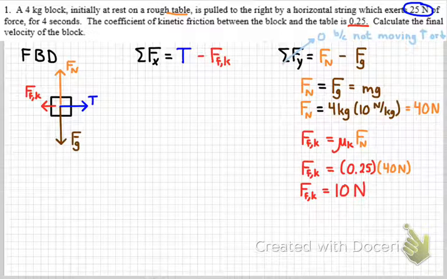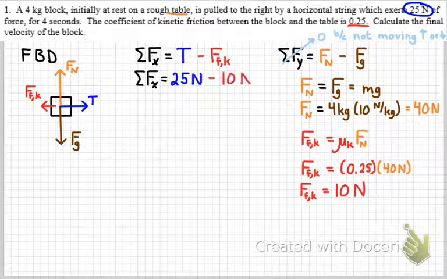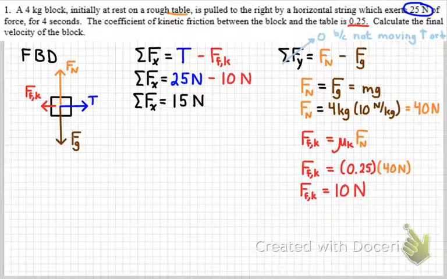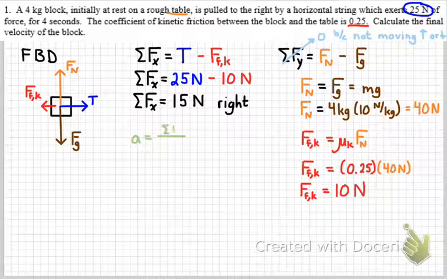So now that I know the frictional force and I know the tension force, I can figure out the sum of the forces in the x direction. So I would just subtract 25 newtons minus 10 newtons, which would give me 15 newtons. So the sum of all the forces on this block is 15 newtons, and it's helpful to note that that is to the right. It's being pulled to the right, its net force is to the right, so it must be speeding up while moving to the right.